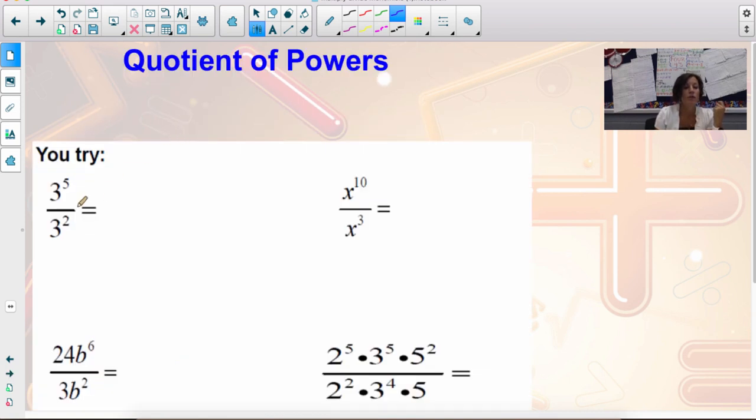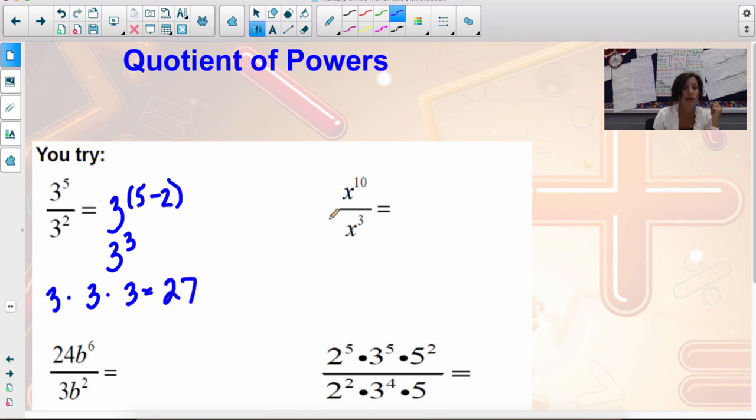We've got 3 to the 5th power divided by 3 to the 2nd power. So we're going to do 3 to the 5 minus 2 power. 5 minus 2 is 3, so 3 cubed gives 3 times 3, which is 9, times 3, which is 27. Definitely manageable to do together. x to the 10th divided by x to the 3rd is x to the 10 minus 3 power. So that leaves us with x to the 7th power. And since we don't know what x is, we leave it in that simplified form.